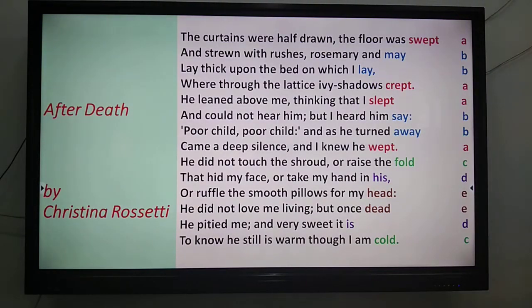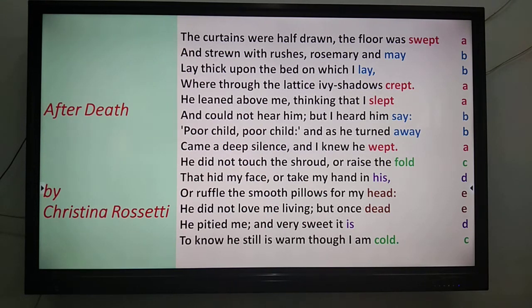Now here is a poem which tells us about the rhyme scheme. Yes, and this poem is titled After Death, composed by Christina Rossetti.